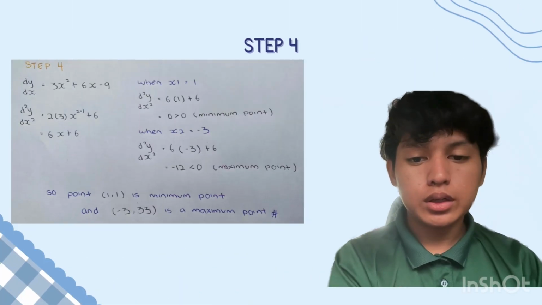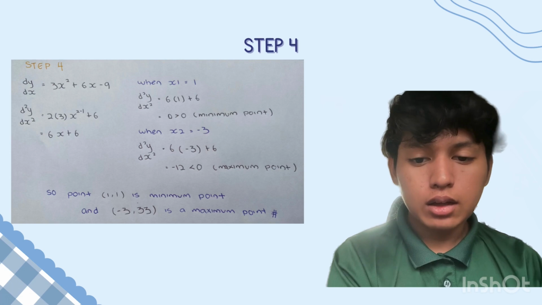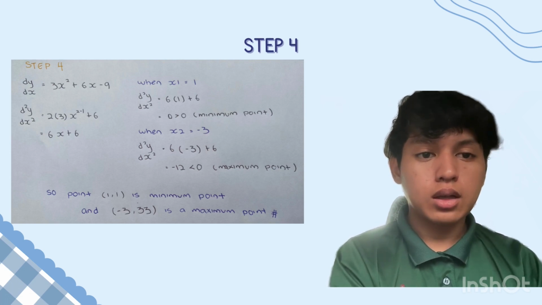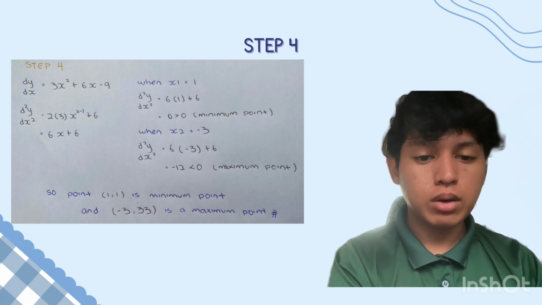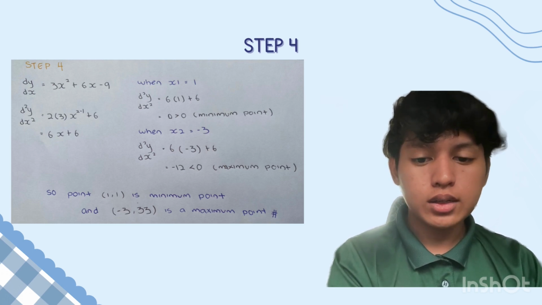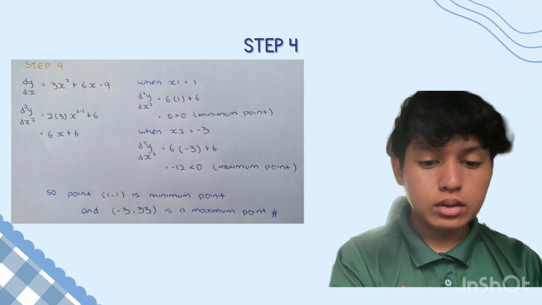Step 4. dy/dx equals 3x^2 plus 6x minus 9. d2y/dx2 equals 3(2)x^(2-1) plus 6, equals 6x plus 6. When x1 equals 1, d2y/dx2 equals 6(1) plus 6, which is greater than zero, so it is a minimum point.